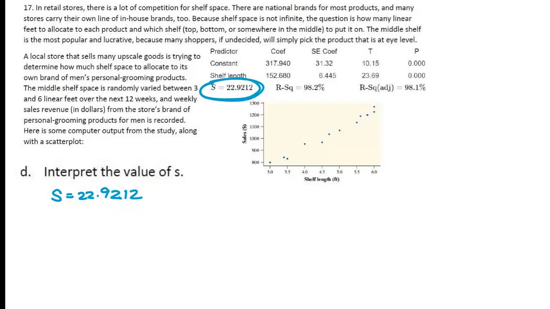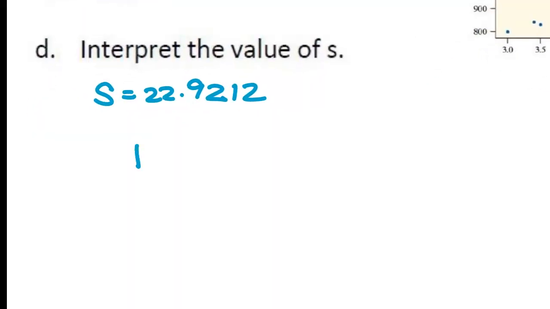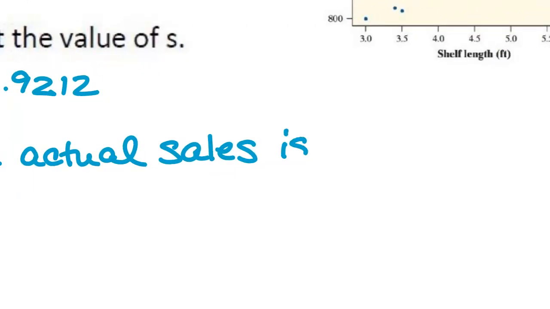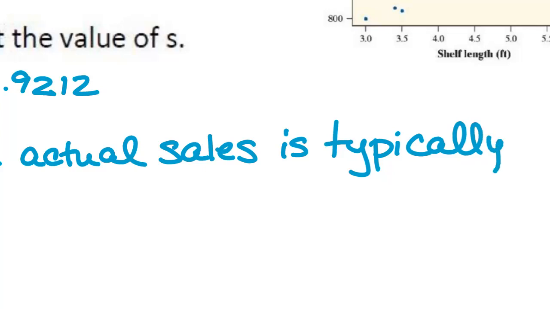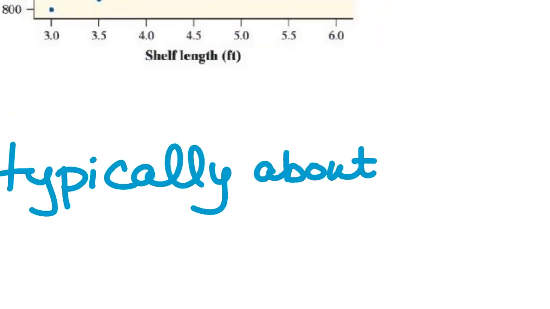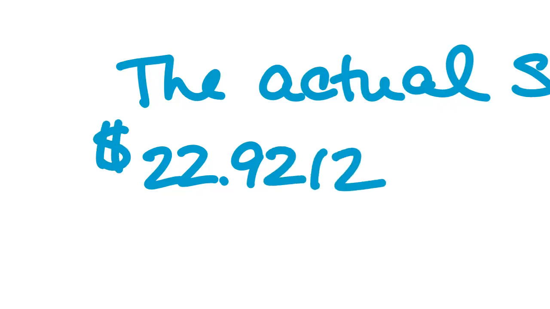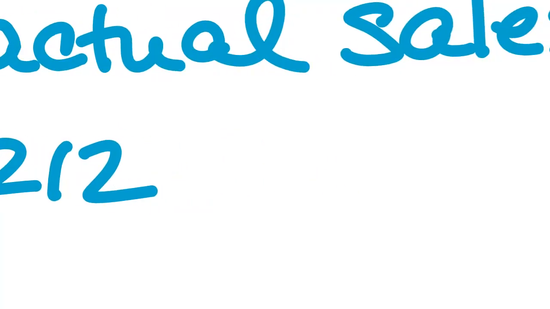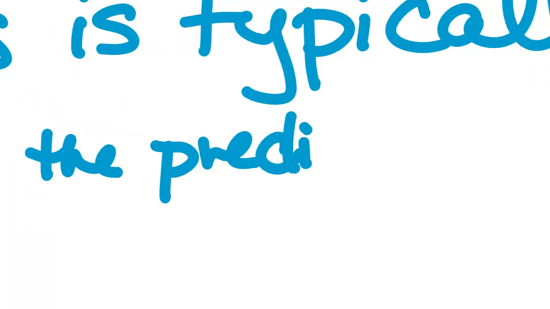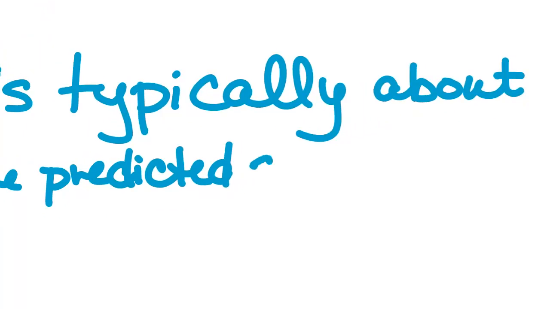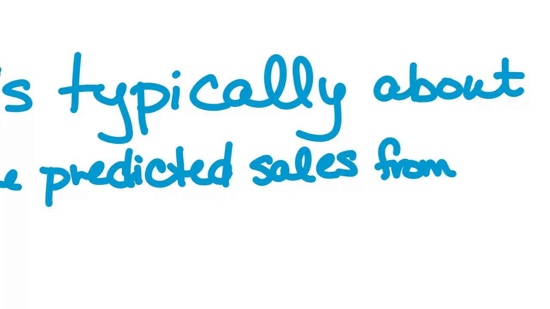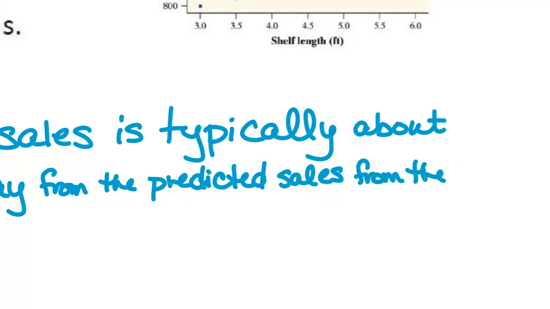Standard deviation of the residuals. So I would say the actual sales is typically about 22.9212 dollars away from the predicted sales from the least squares regression line.